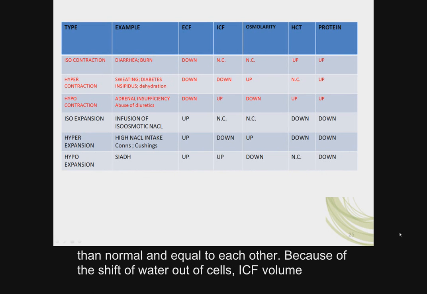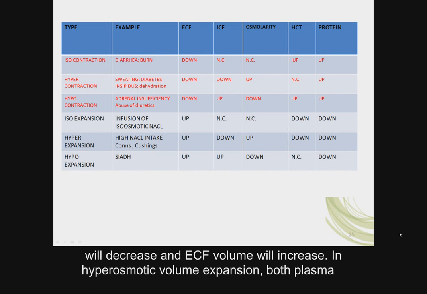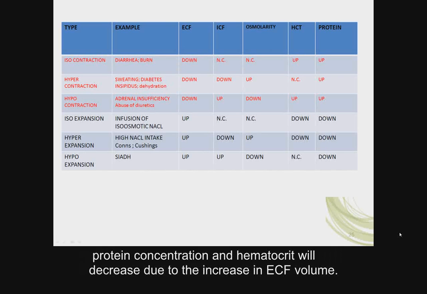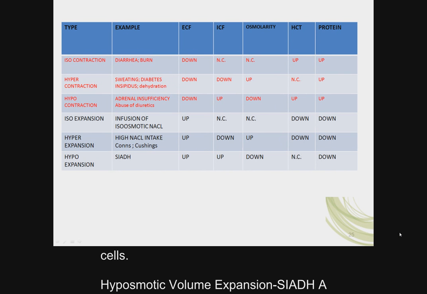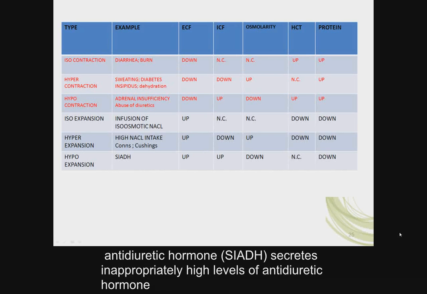In the new steady state, both ECF and ICF osmolarities will be higher than normal and equal to each other. Because of the shift of water out of the cells, ICF volume will decrease and ECF volume will increase. In hyperosmotic volume expansion, both plasma protein concentration and hematocrit will decrease due to the increase in ECF volume. Hematocrit also will be decreased because of the water shift out of the red blood cells, decreasing their volume.